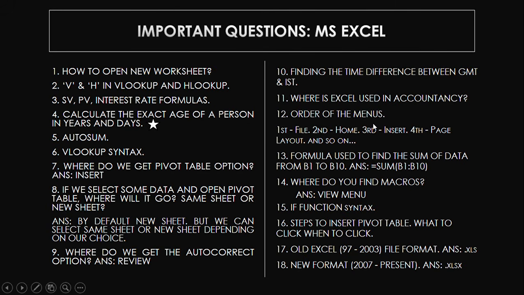Now, the order of the menus: which is the first one, which is the second one, which is the third one, which is the fourth one, and so on. We have the file menu, home menu, insert menu, and so on and so forth. So you need to remember all that. Now the formula used to, so they'll give you a random scenario like this. Suppose I have data from B1 cell to B10 cell. What is the formula used to find the sum of the data from B1 to B10? Obviously the answer is equal to SUM, bracket, B1, colon, B10, bracket close.